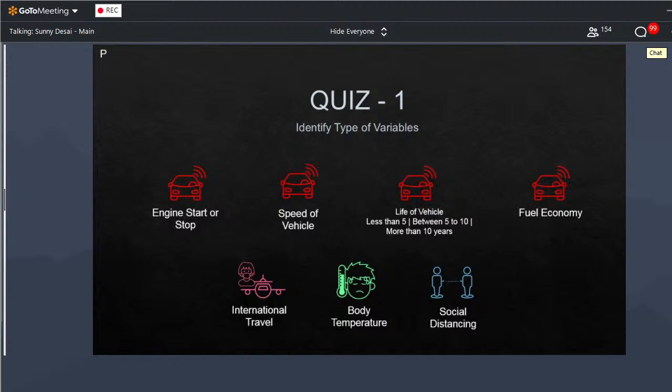Ordinal, very good. Yes, it is ordinal. Everyone is responding well, and the answer is right. This type of variable is known as an ordinal variable. Now the trick question is why? Why ordinal? Why are these known as ordinal variables?